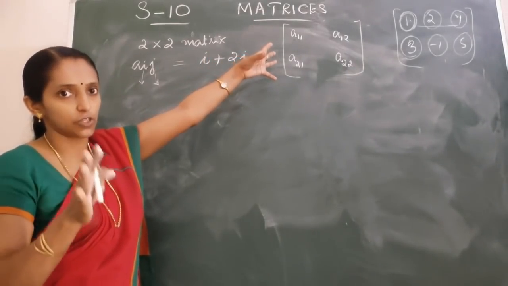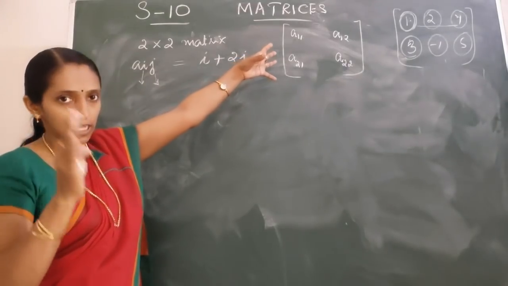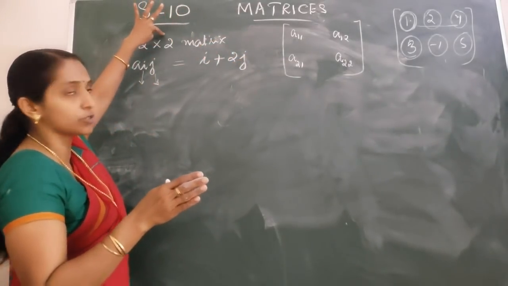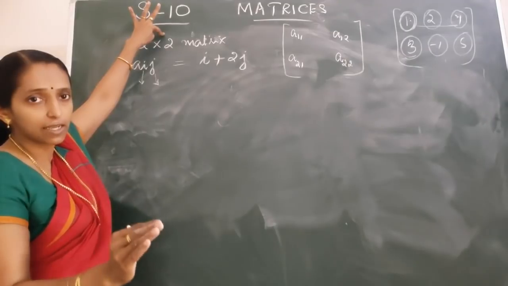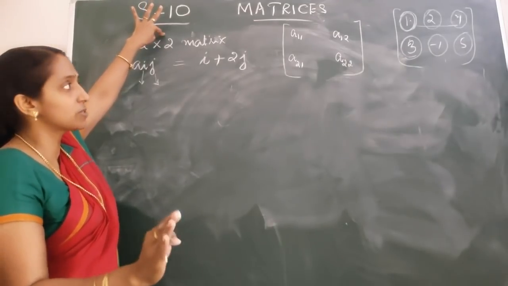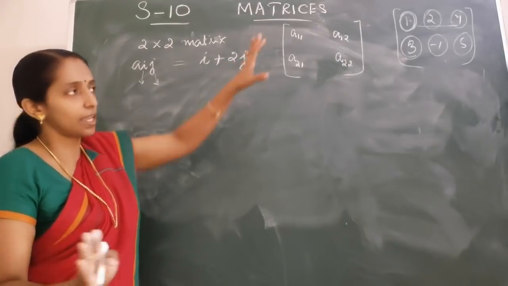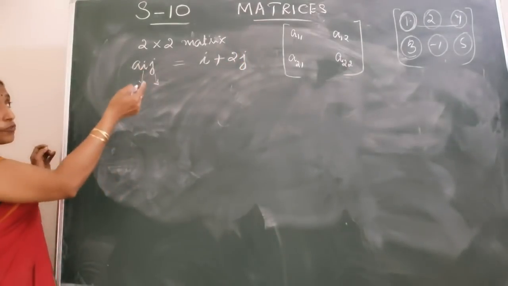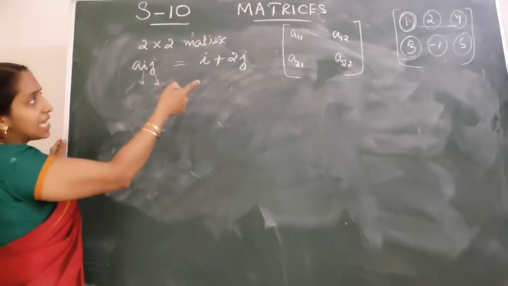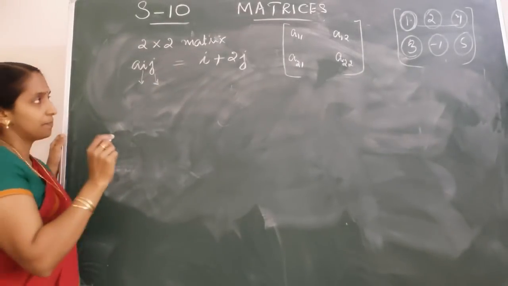First position, first row, first column. First row, second column, because we need a 2 by 2 matrix. 2 rows and 2 columns, 2 by 2 matrix required. So we are going to take it like this. Okay. Now, we are going to find out the elements. What will be the elements according to our condition?